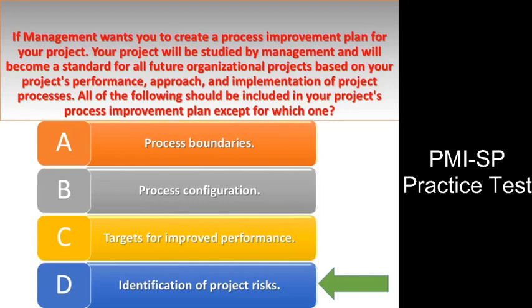Answer D. Explanation. Identification of the project risks is not part of the process improvement plan. Identify risks is a risk management process, and risks are recorded in the risk register. Answered options A, B, and C are incorrect. Process boundaries and targets for improved performance are parts of the process improvement plan.